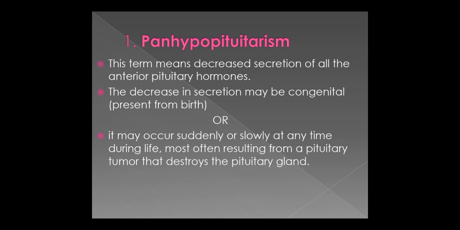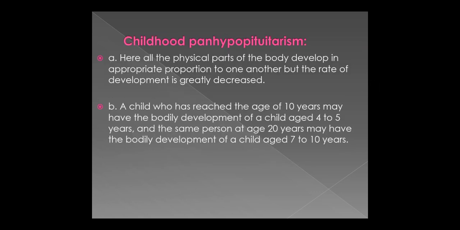The decrease in the secretion may be congenital, that is, present from birth. At the time of birth, there is some defect in the cells of the anterior pituitary gland, or it may occur suddenly or slowly at any time during life. Most often, it results from a pituitary tumor that destroys the pituitary gland. It occurs at any age during life.